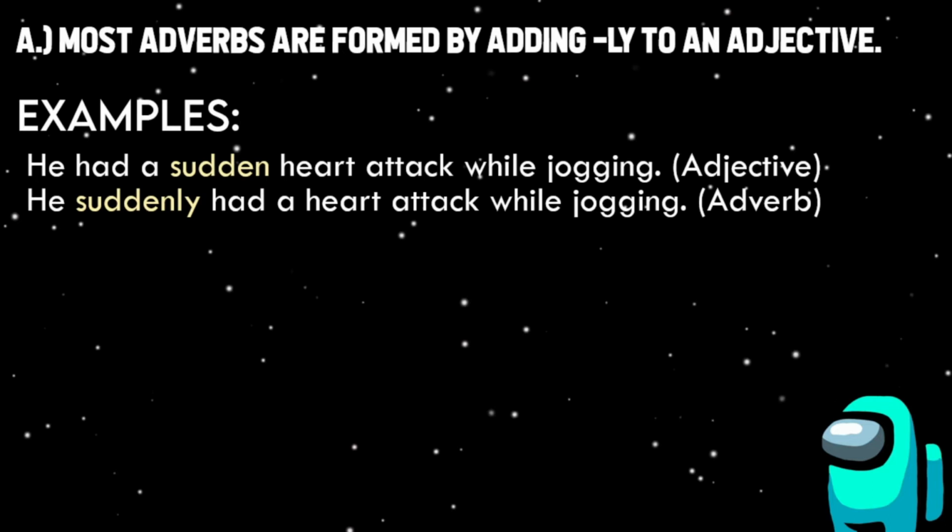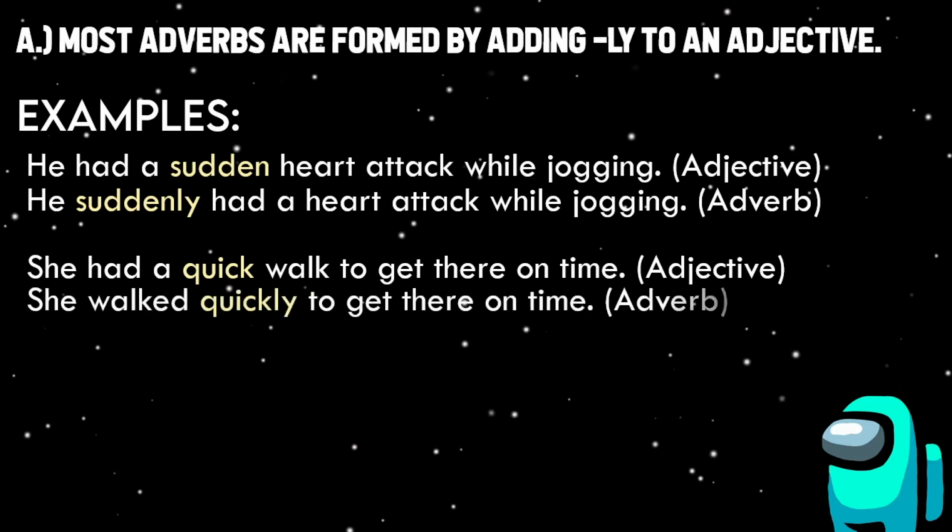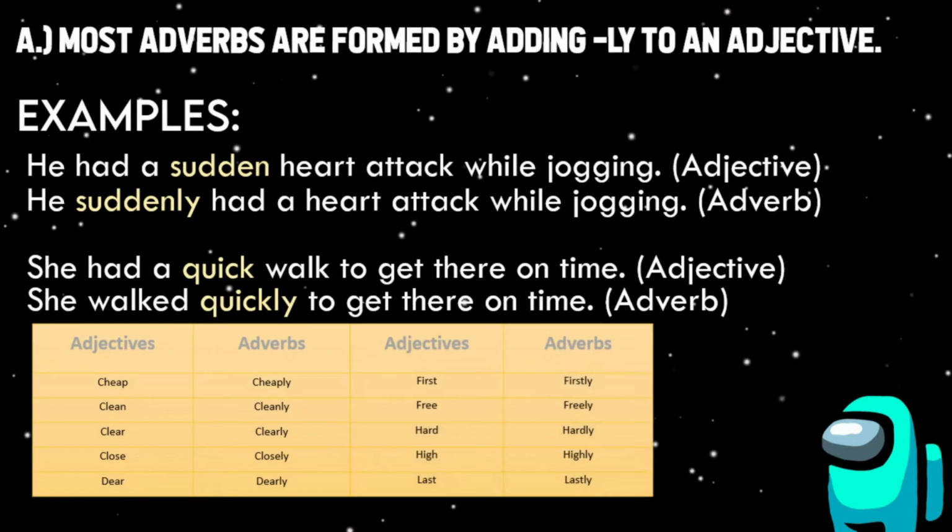There is another example for this form of adverb. She had a quick walk to get there on time. The word quick in this sentence is an adjective. So, we will change the adjective quick into an adverb quickly. So, here's the sentence number 2. She walked quickly to get there on time. Just like in the first example, in order to change an adjective into an adverb, we should add ly to an adjective. We have a table here that shows adjectives turning into adverbs.